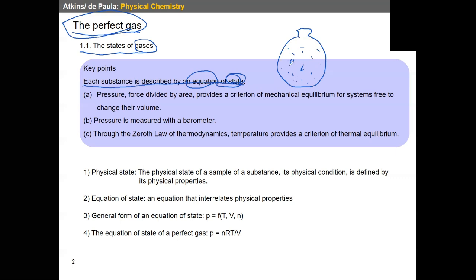Even though we cannot see this air, if you want to describe the state of this air, you can use an equation which can describe this gas state. So this is the key starting point of these perfect gases. Which parameters can be related to this equation of state? First, there is the pressure.